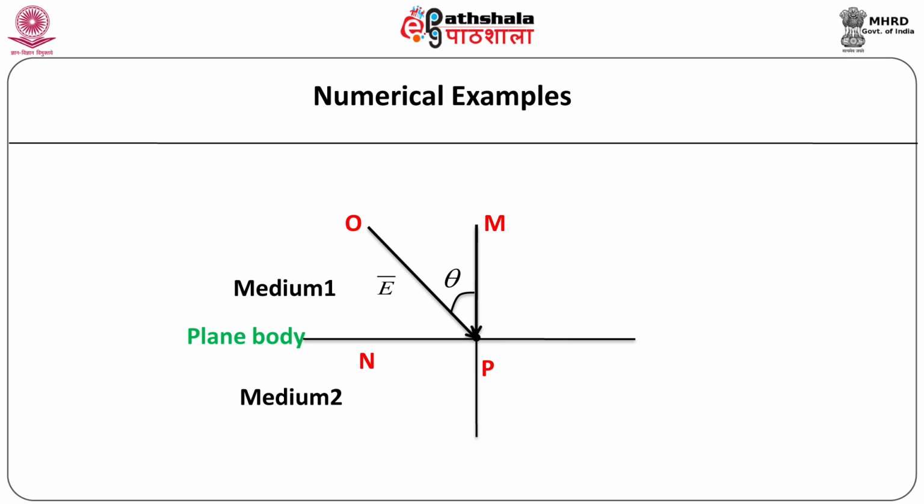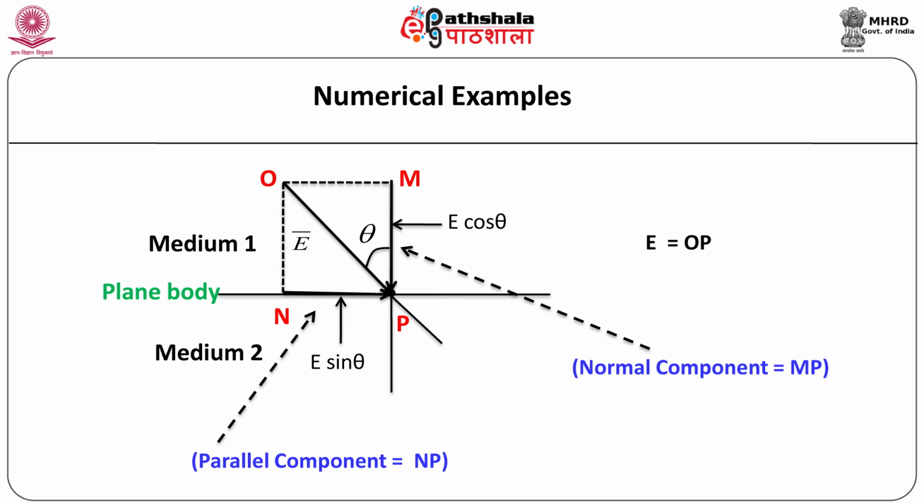The figure is self-explanatory about the situation described in the problem. MP is the component of electric field normal to the surface at the point of incidence P, while NP is the other desired component parallel to the surface. Note that this problem is useful to understand the derivations of boundary conditions on the vectors B, H, E and D in electromagnetics.